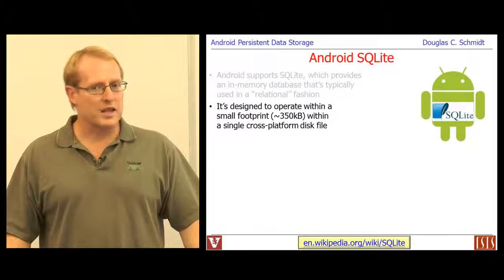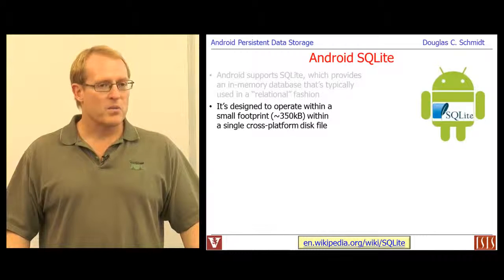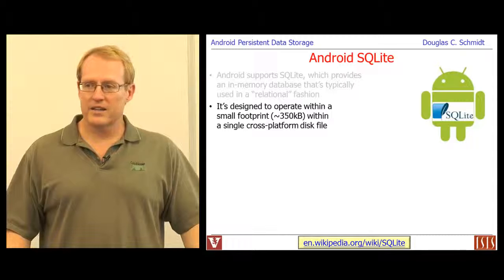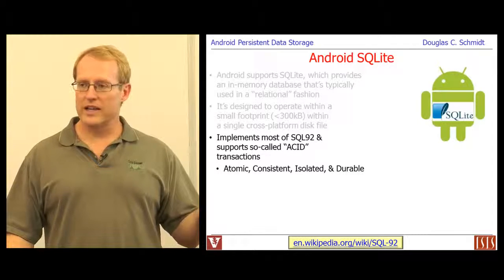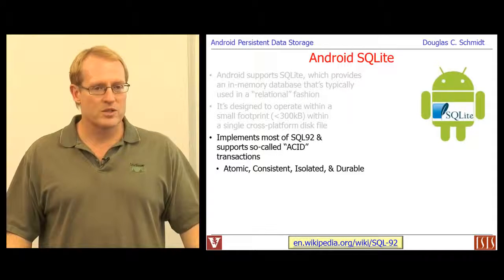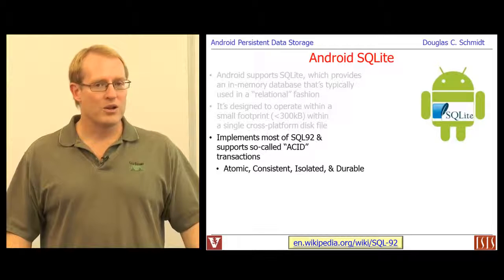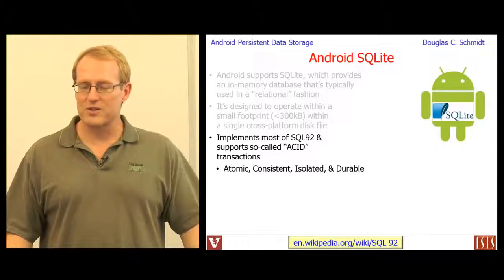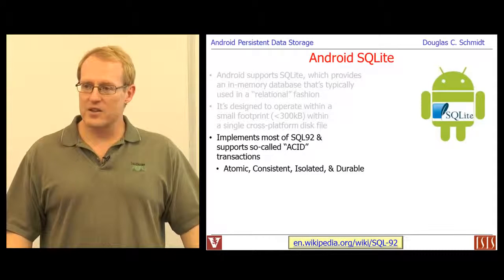It's designed to take up a relatively small amount of space, around 350 kilobytes, but it still attempts to provide the bulk of the features that you'd expect to find in SQL92, which is a standard for data access. It's typically used for systems that require the so-called ACID properties, which are atomic, consistent, isolated, and durable. What that basically means is if something goes wrong, there's a way to roll back to things that had been done before. And there's also a lot of support for being able to do queries and other kinds of operations.